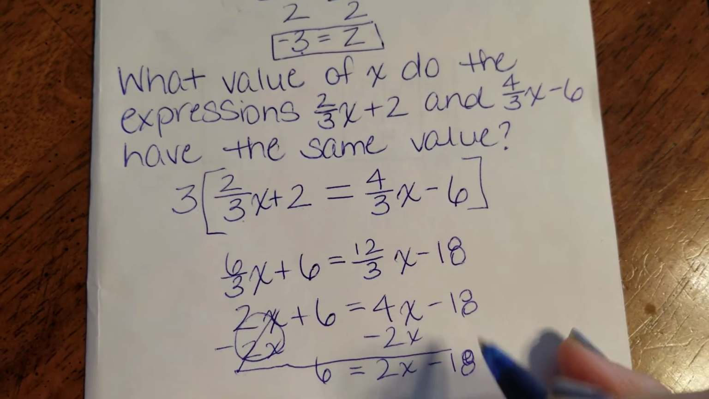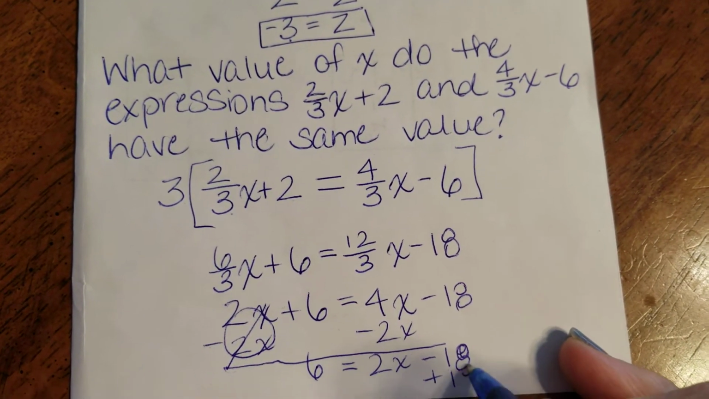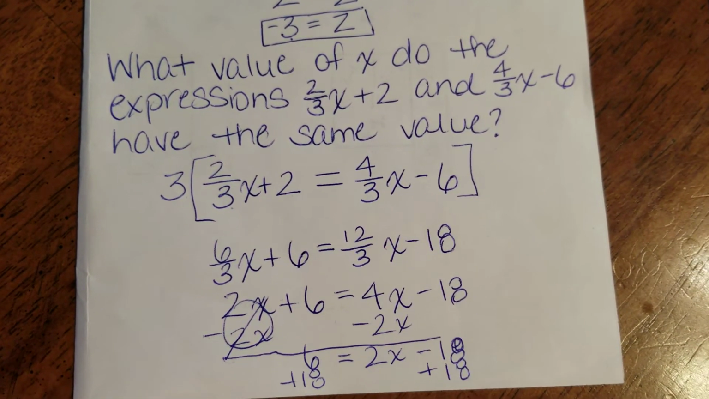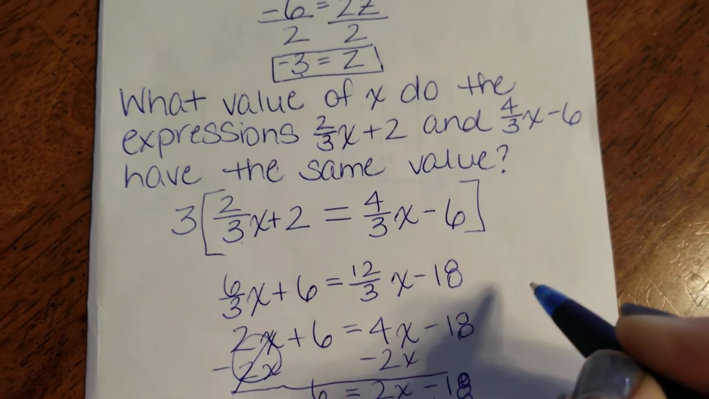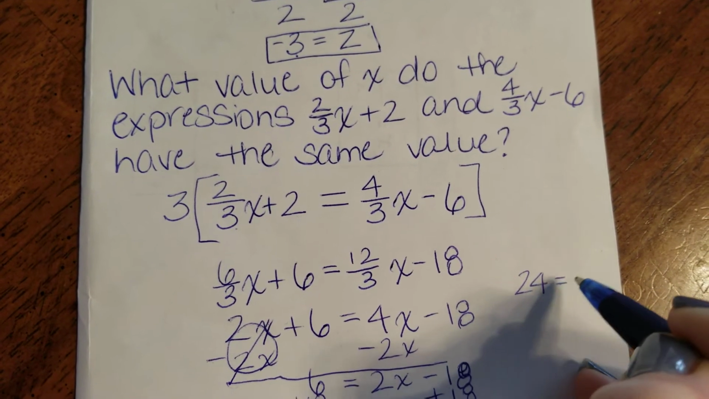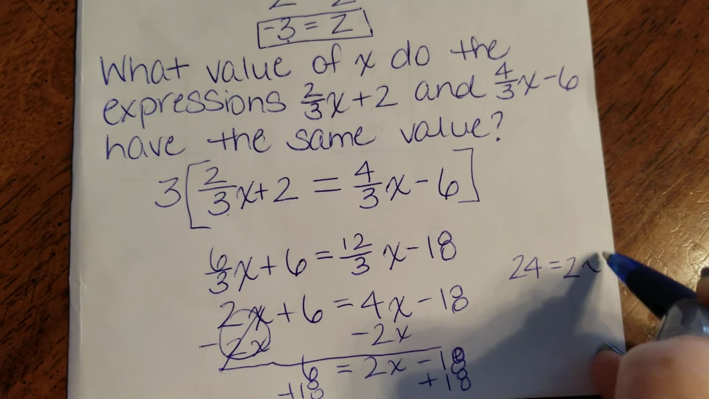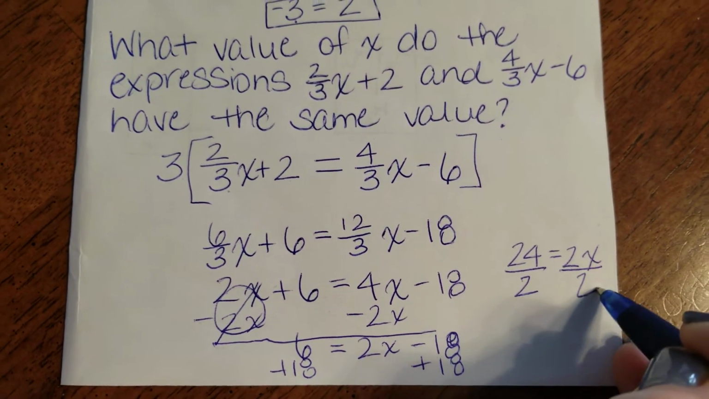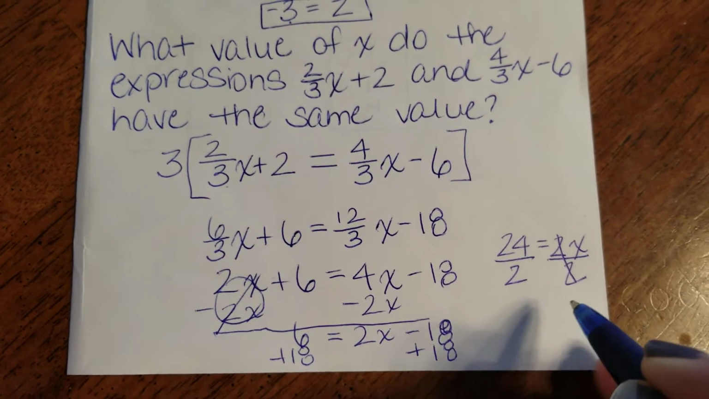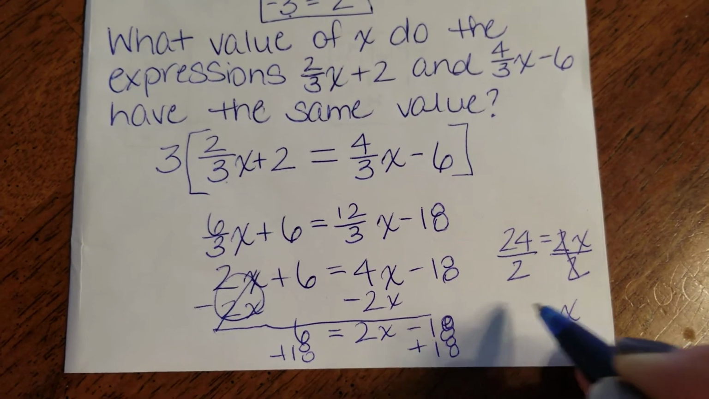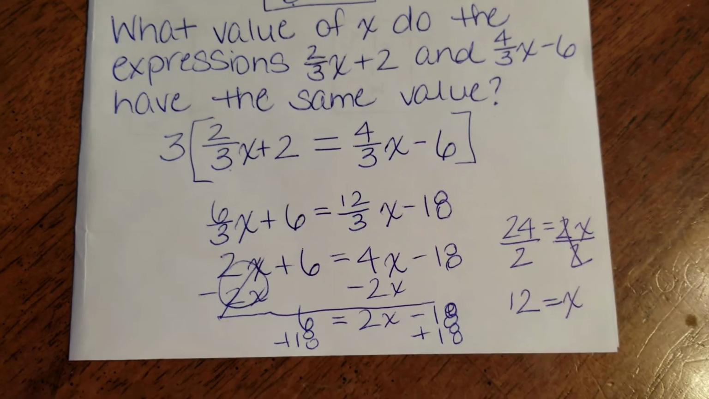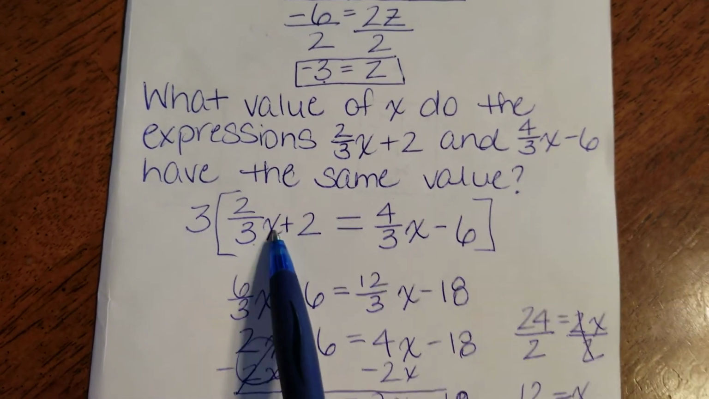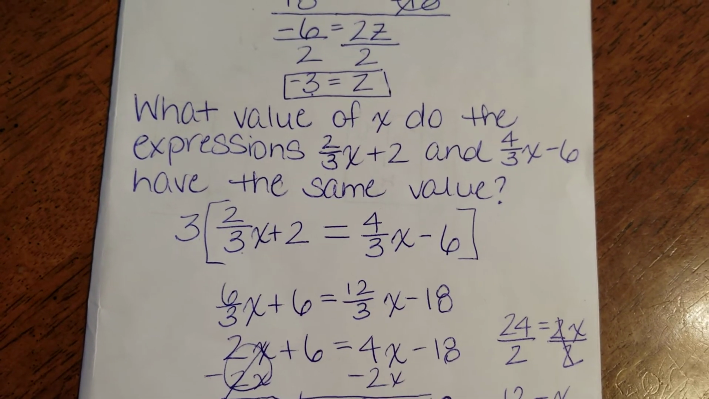If we add 18 to both sides, that's going to end up with 24 equals 2x. So we can divide by 2. So then we have 1x now. X equals 12. So when x is 12, that's going to make both of these expressions the same.